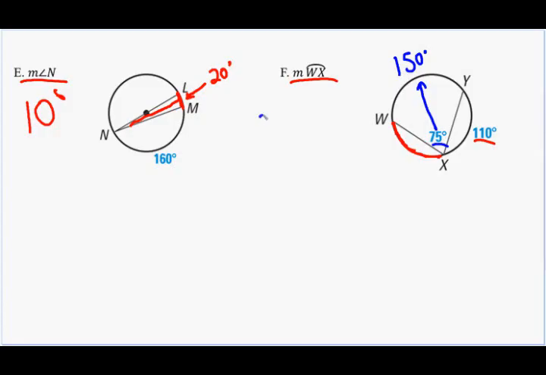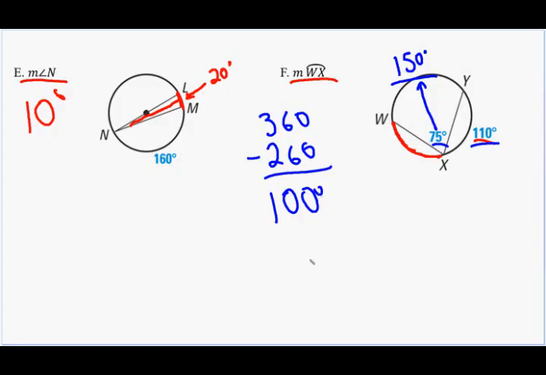So to find WX, we will take a full circle and subtract these two angles added together. That would be 260. So 360 minus 260, 100 degrees. Arc WX is 100 degrees.